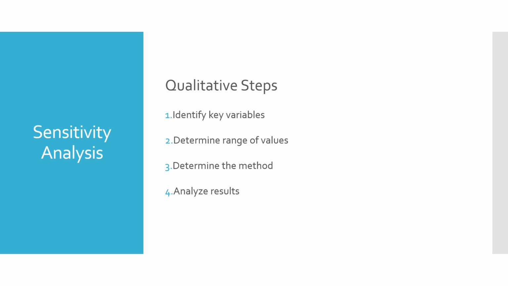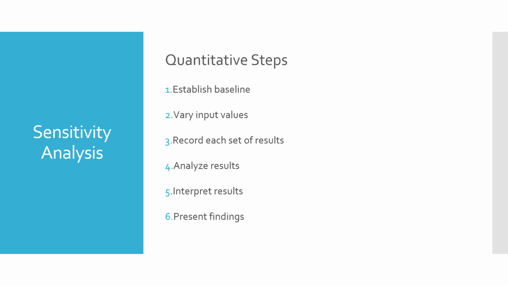The third qualitative step is to determine the method of variation for the variables. This can involve using specific values for each variable or calculating as a percentage of change to see the effects. Once those steps are completed, the results need to be analyzed to look at the various impacts and summarized for decision making.